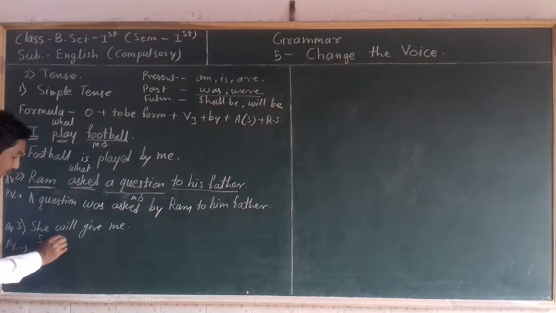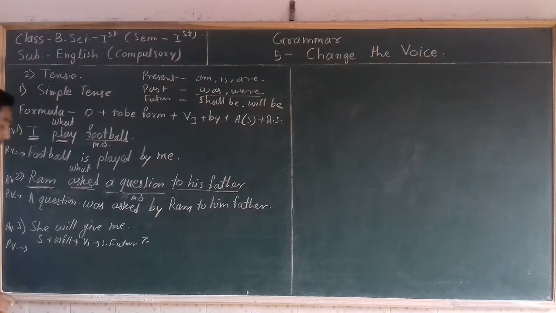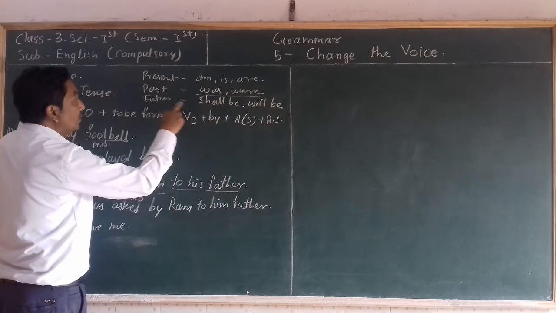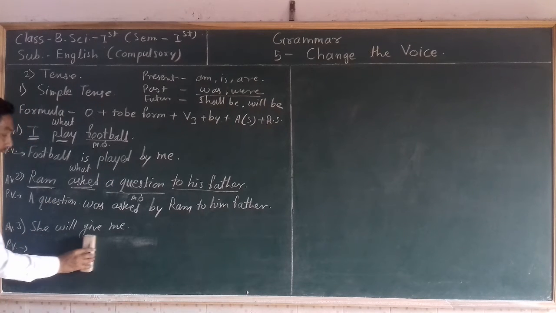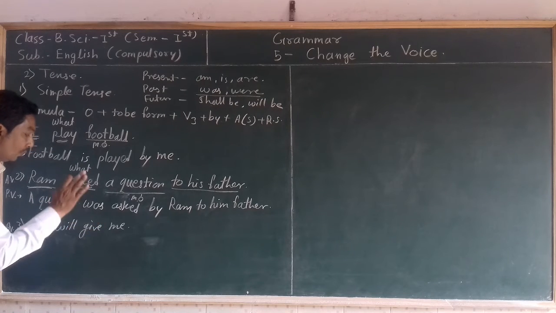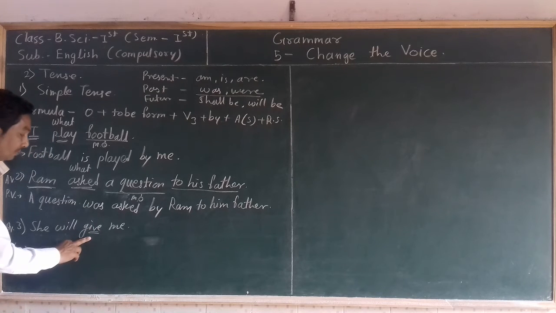Subject plus shall or will plus V1. So this sentence belongs to simple future tense. So we have identified that this sentence belongs to simple future tense. Then quickly take in mind the to be form of future tense, shall be and will be. After that we have to identify the main object of the given sentence. To identify the main object, we have to ask a question to the main verb of that sentence. So the main verb is give.